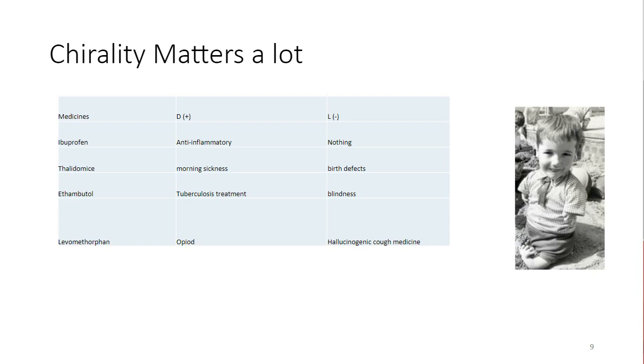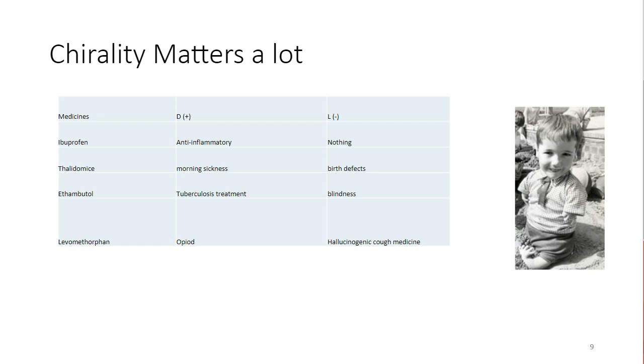Thalidomide was used as a drug for morning sickness back in the 1960s. It had both D and L isomers. It caused severe birth defects because the drug had both isomers. D was really acting for the intended purpose of treating morning sickness, whereas L was causing birth defects.